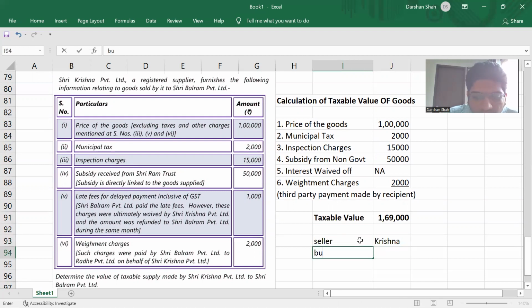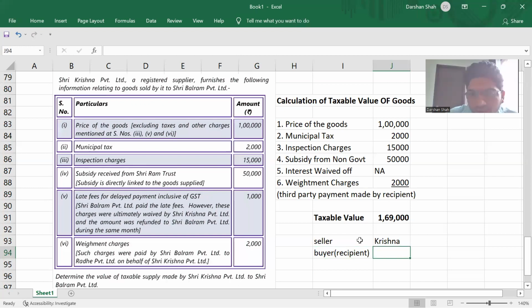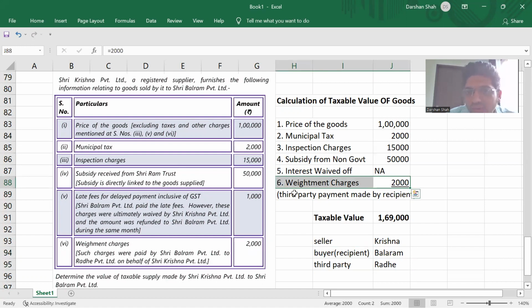Correct. Buyer is also called a recipient, right? Recipient of the goods. So the fifth one, late fees for delayed payment. Okay. Let me explain this again, then I'll come to the fifth one. Balram is the recipient and third party. Who is the third party? Third party is Radhe. So what is happening here? Balram is paying to Radhe. So recipient is paying to third party. Correct. That's why we include it, because third party payment by recipient we also include.